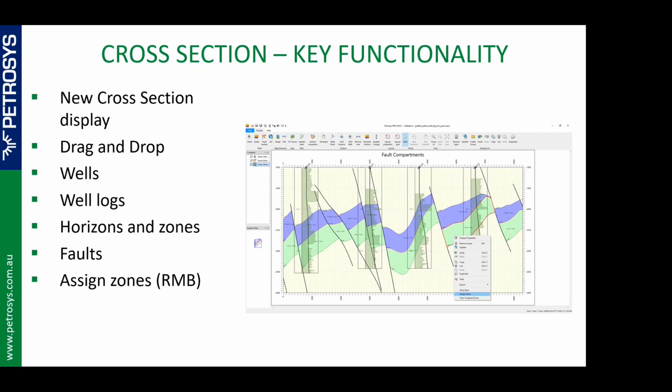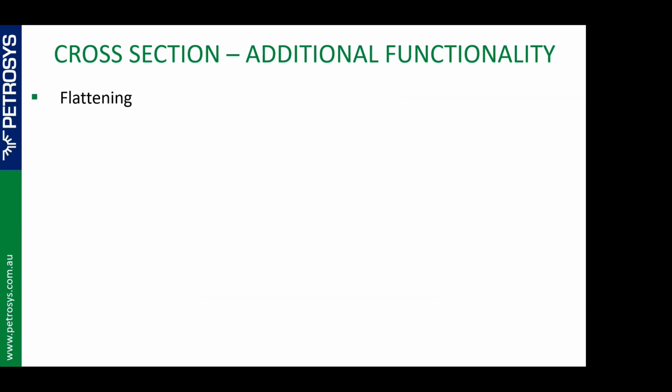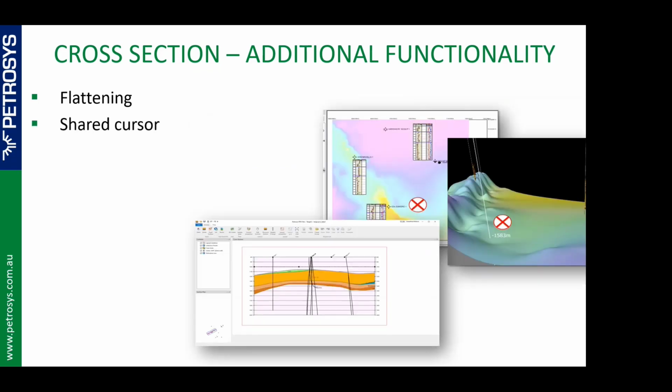You have the ability to assign zones or to force a particular zone that you want, among different options when you work with the new cross section model. There is some additional functionality that we have added: the ability to flatten the section based on a particular structure, and the ability to share the cursor. I'll show you a little bit about the cursor tracking between the 3D viewer, mapping, and the cross-section module.